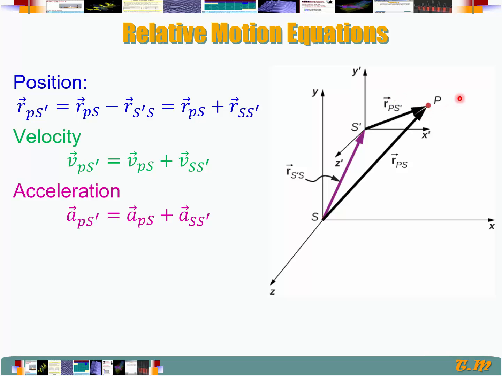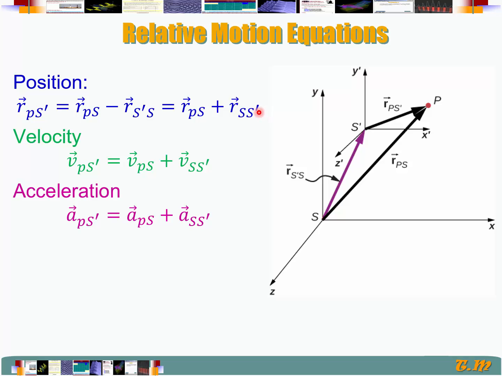Now, if I would like to find RPS prime relative to RPS, then I just rearrange that. So RPS prime is going to be RPS minus RS prime S. Minus RS prime S, that's the negative of this purple vector. That will be the same vector, but in the opposite direction. That would be the position of S relative to S prime. So the equation can be written as RPS plus RSS prime.